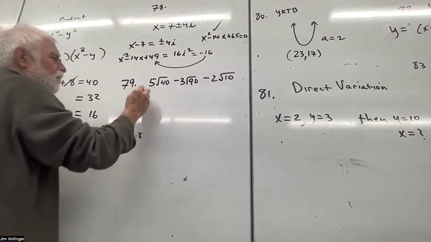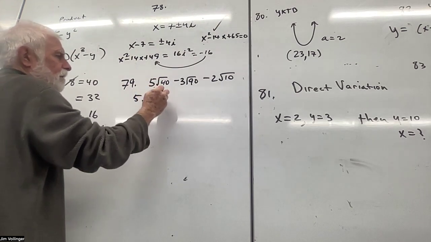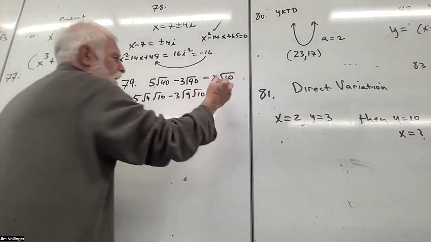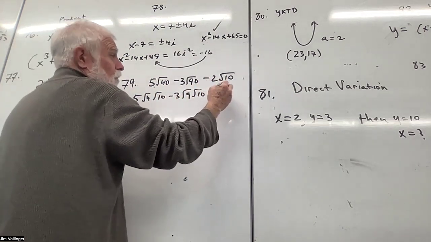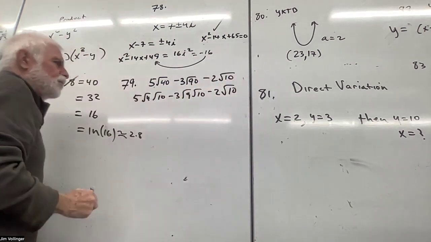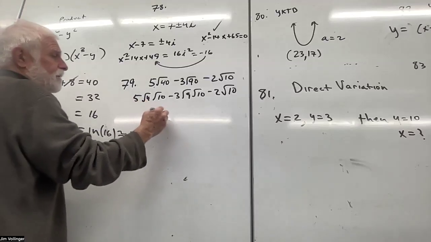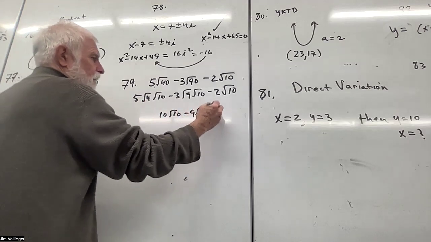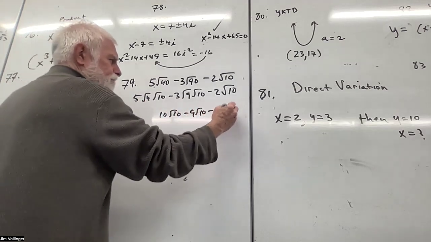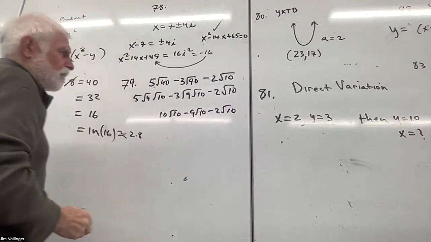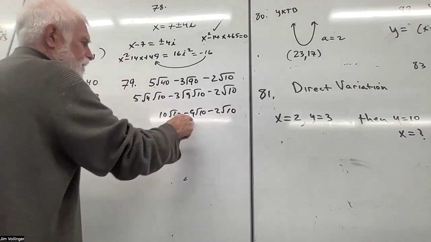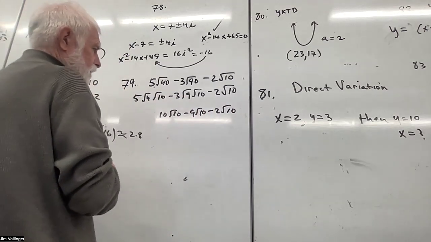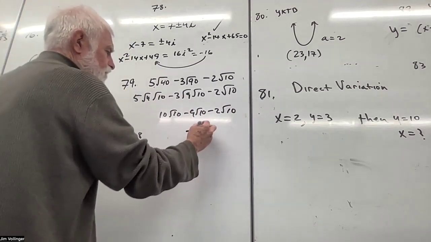I see 5 root 4 root 10 minus 3 root 9 root 10. Sounds like a highway. Minus 2 root 10. I think I got a bunch of root 10s here. I've got 10 root 10 minus 9 root 10 minus 2 root 10. Did I get that right? 3 times 3 minus 9 root 10, yeah. And so that's 10 minus 11 minus 1 root 10.